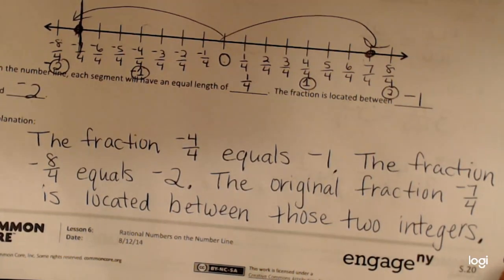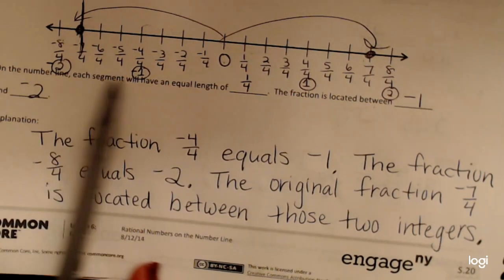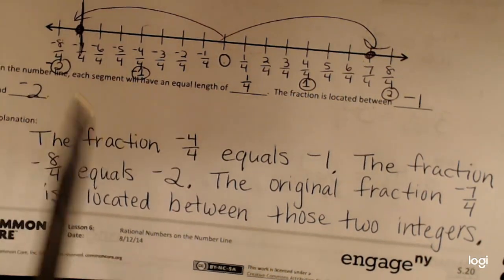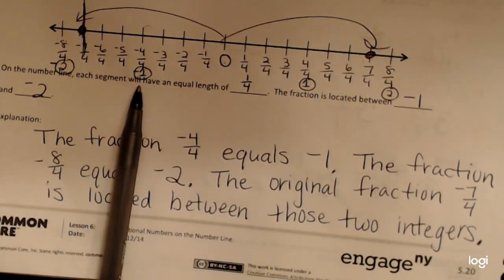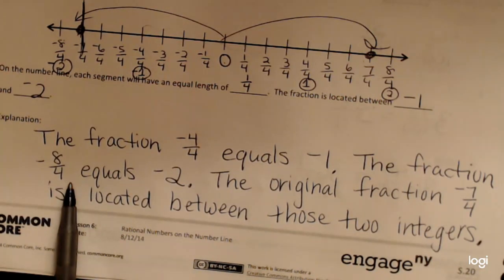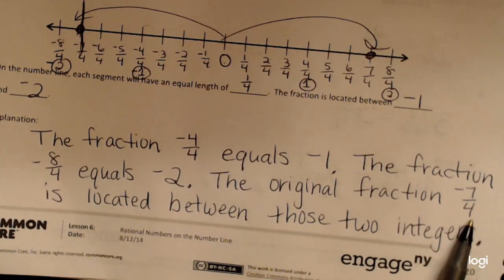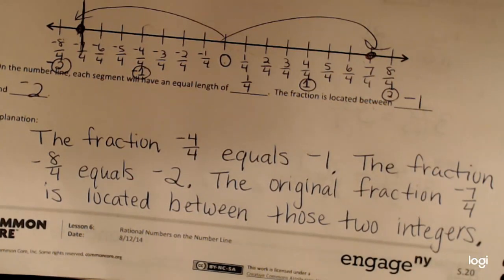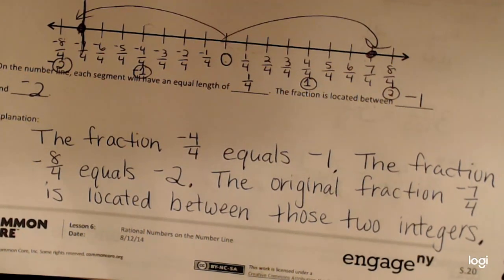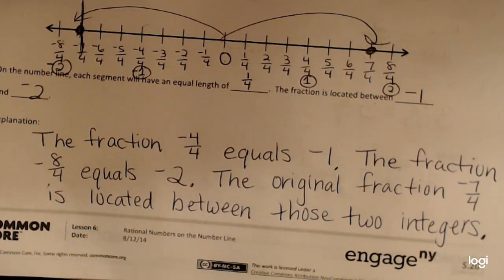So we had to explain where -7/4 was, in between which two integers. And we said it was between -1 and -2. And I wrote here that the fraction -4/4 equals -1. The fraction -8/4 equals -2. So the original fraction, which I gave to you, -7/4, is located between those two integers. Okay? Make sure you pause your screen if you need to so that you can get this written down into your math book, because we will be collecting math books eventually.